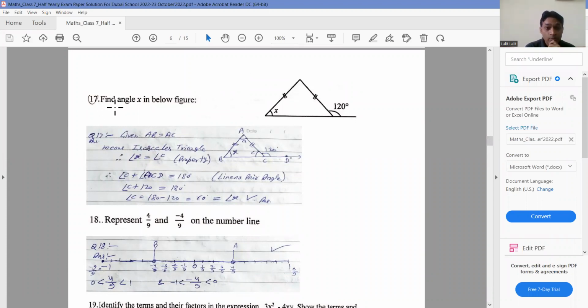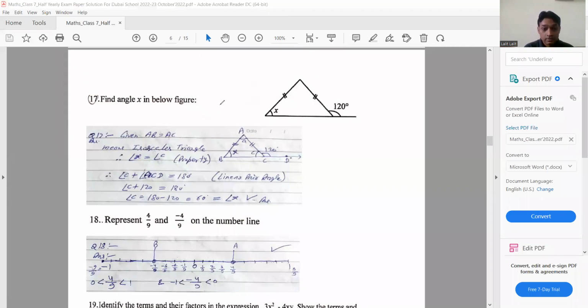And 17th question. Find angle x in the below figure. Again, this is a question of triangles and their properties, which is a very important chapter. So you need to understand one thing. It is given this side is equal to this side. I have drawn this figure and given the vertices A, B, C, and the outside point is D. Now it is given AB is equal to AC.